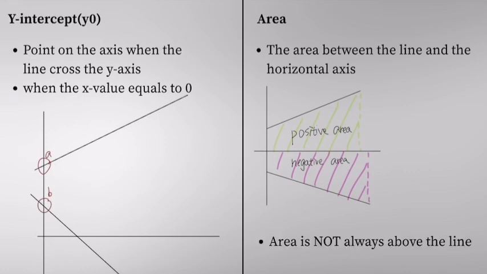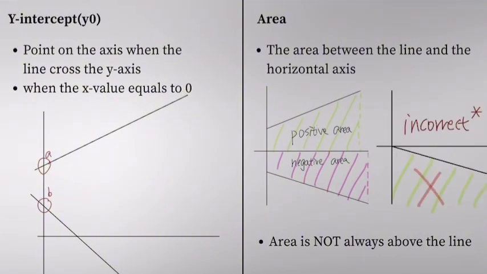Students often mess up the area by assuming the area is always under the curve, but that's not the case. Remember, if the line is below the horizontal axis, the area will be above the line, sandwiched between the horizontal axis and the line.